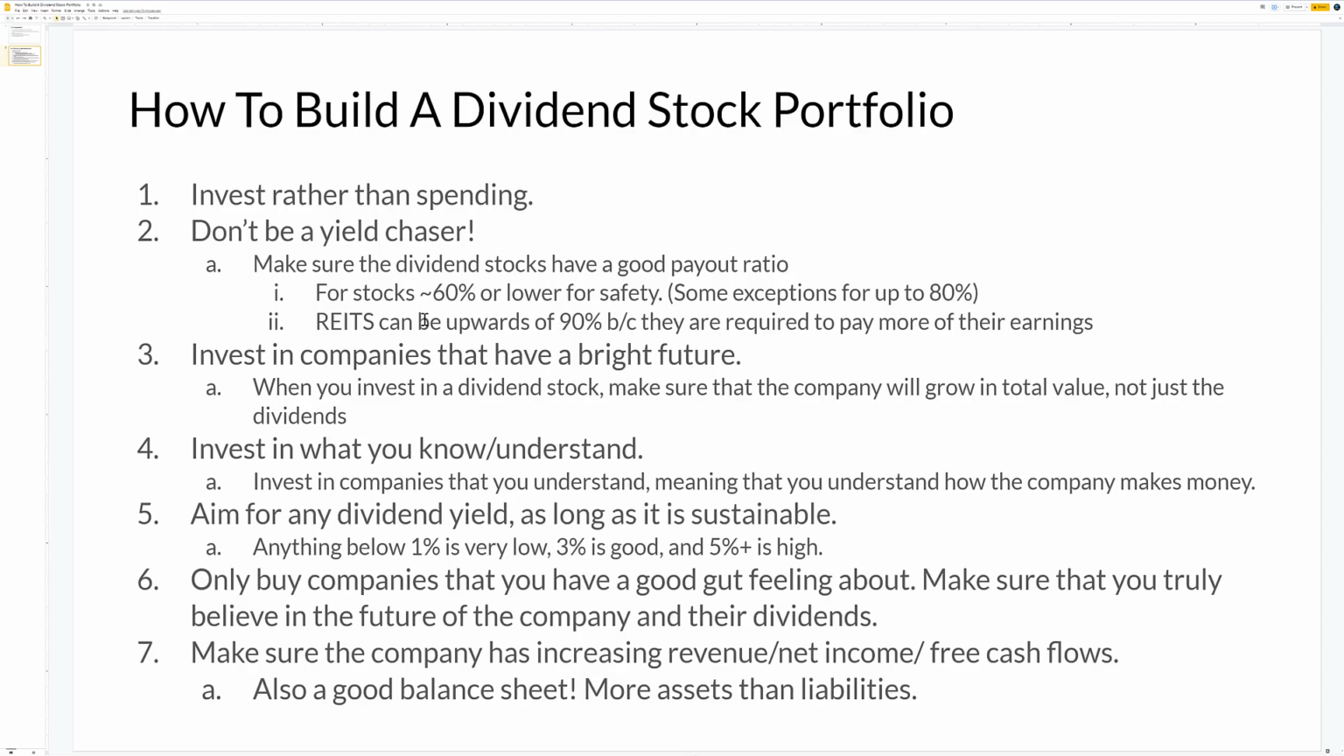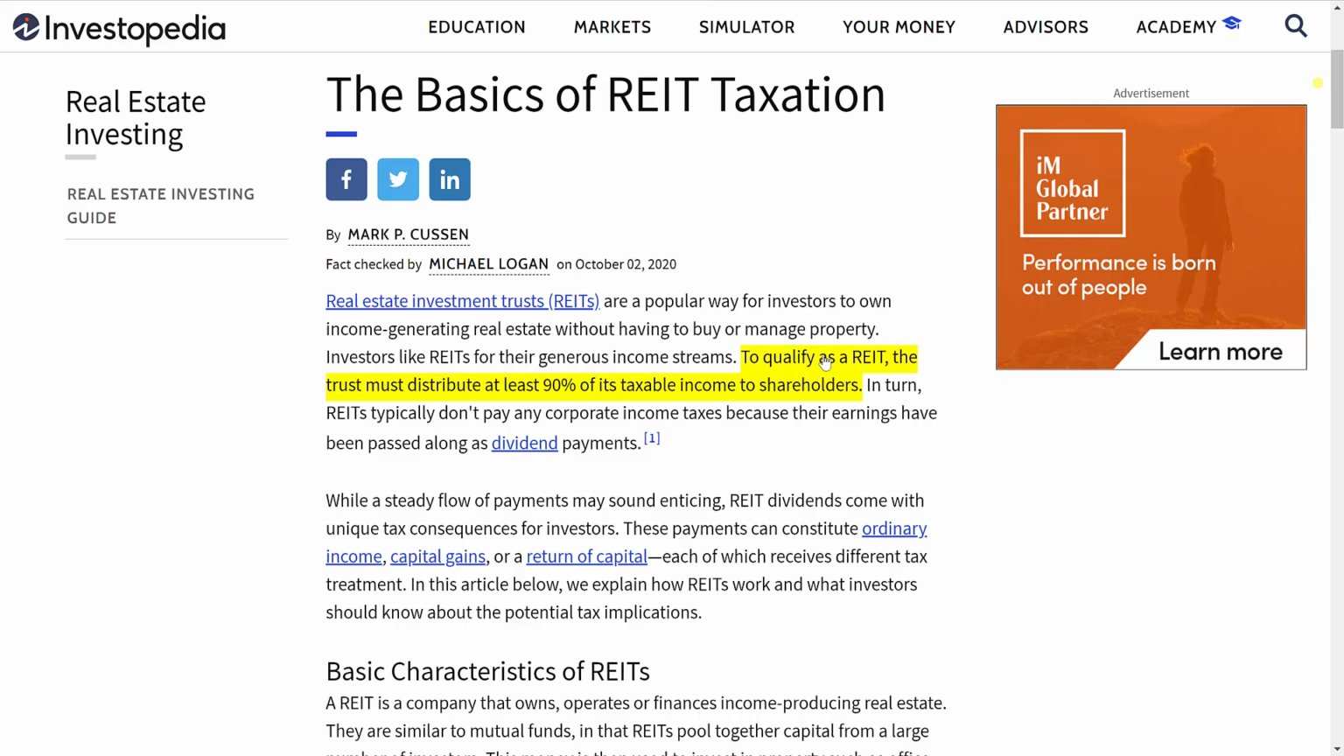Now, looking at some more stuff, REITs, real estate investment trusts. Whenever you invest in those, they usually will have higher payout ratios because they're required to. Like you can see right here, to qualify as a REIT, the trust must distribute at least 90% of its taxable income to shareholders.